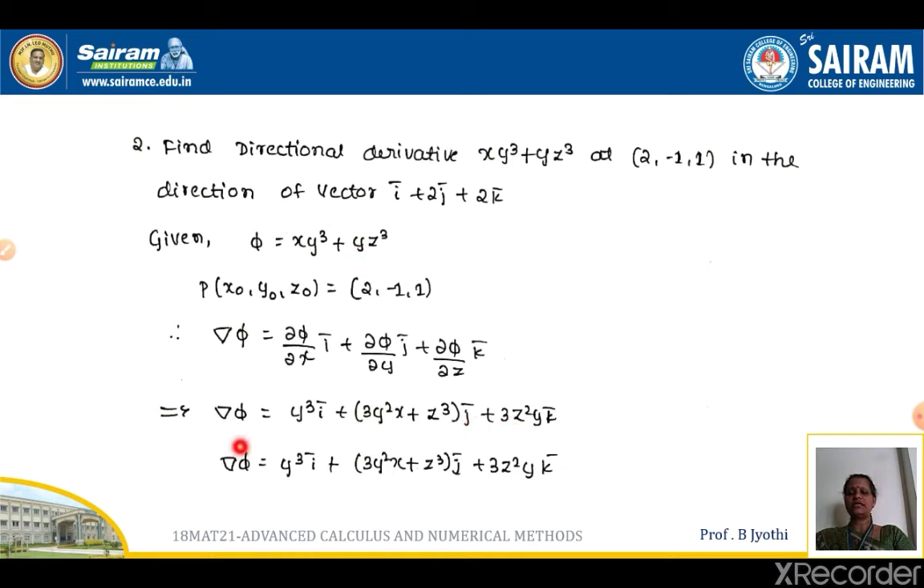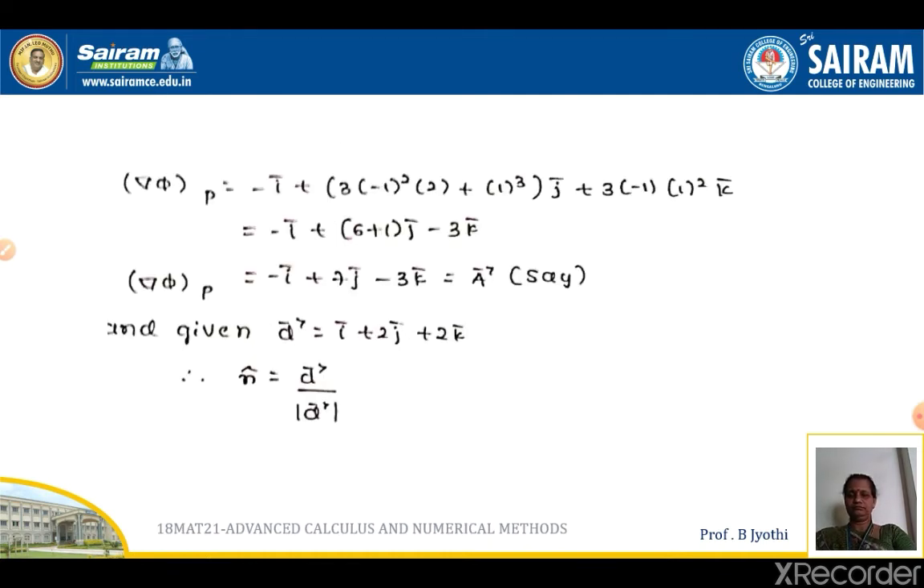So we have got del phi. That is del phi, and the point they have given is (2, -1, 1). We need to substitute (2, -1, 1) in the del phi. So del phi at the point is given, on substitution of the point, we are getting minus i plus 7j minus 3k. Let us call this vector A, and it's given that the direction is i plus 2j plus 2k.